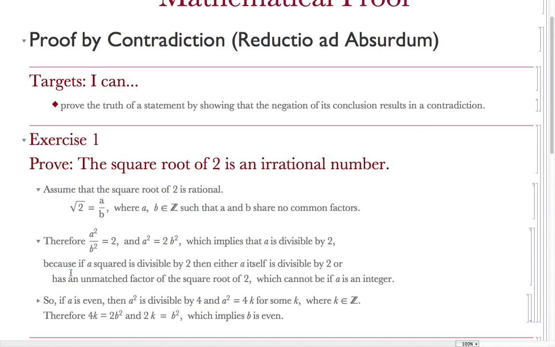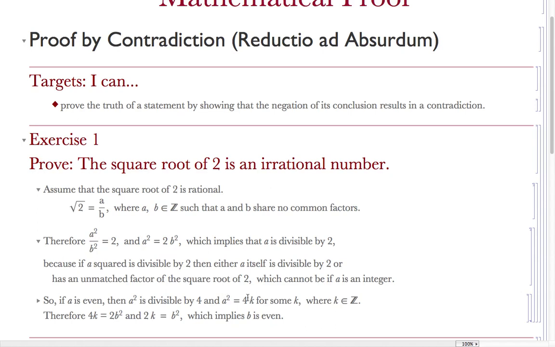So where does that lead us? Well, if a itself is even, then a squared must be divisible by 4. So we can rewrite a squared as 4k for some k, where k is some integer. So I'm saying here in this statement that a squared is a multiple of 4, and the k is just standing in for that multiple.